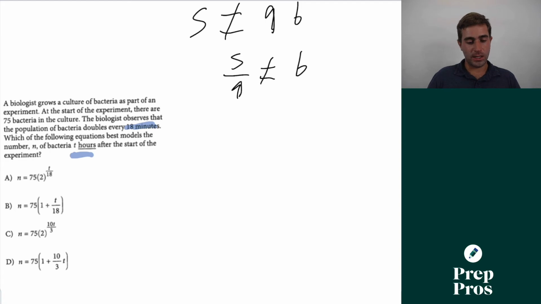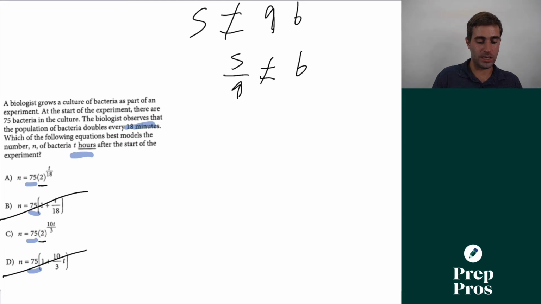Now, with this here, we do have to have the 75 at the front for each of these equations, so that doesn't help us eliminate anything. But because it's doubling, this part within the parentheses is going to be our rate of change. So this is going to have to bring us down to A or C right off the get-go. B and D are not written in the proper exponential growth decay formula, so we can go ahead and eliminate those immediately here.